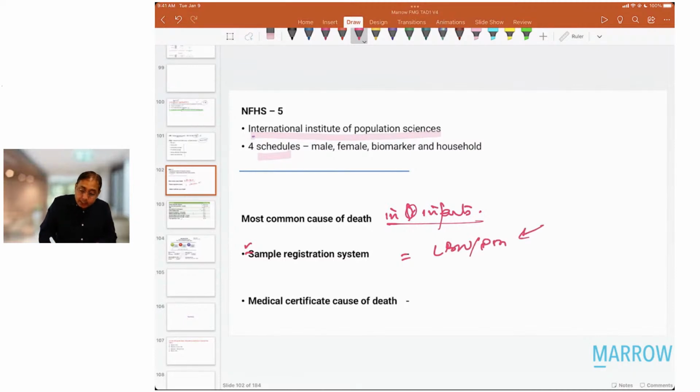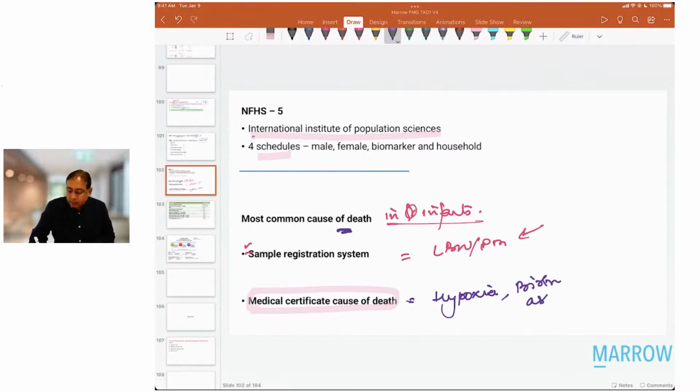But if there's a special MCQ in the exam that uses the words medical certificate cause of death, this data is special. It was released in 2021. This data tells you that the most common cause of death in infants and neonates is hypoxia and birth asphyxia. Birth asphyxia is more important than low birth weight according to this MCCD survey.